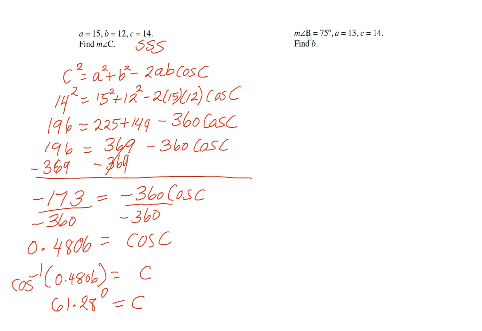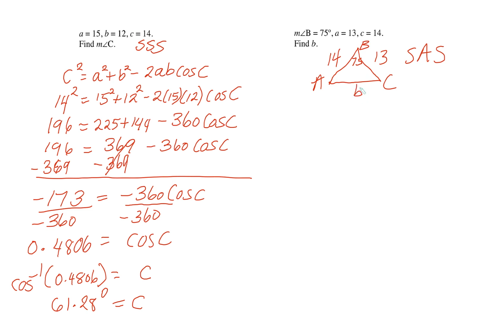Here I have angle B is 75, side A is 13, side C is 14, and I have to find B, which is the side. So I'm going to draw my triangle for this one. Let's label A, B, C. A is 13, C is 14, and B is 75. Now when I look at this, I have side, angle, side. Law of cosines is your friend.